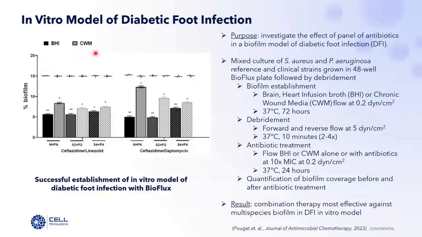Following this time, biofilm debridement, an important step in diabetic foot infection management, was achieved by flowing media at a higher flow rate of 5 dynes per centimeter squared in the forward and reverse direction a couple of times, which reduced the coverage of the biofilm to about 15%, which is represented by these black lines in the figure. After debridement, a panel of antibiotics at 10 times the minimum inhibitory concentration was added to the media and allowed to flow for an additional 24 hours at 0.2 dynes per centimeter squared. These antibiotics were tested alone or in combination with each other.